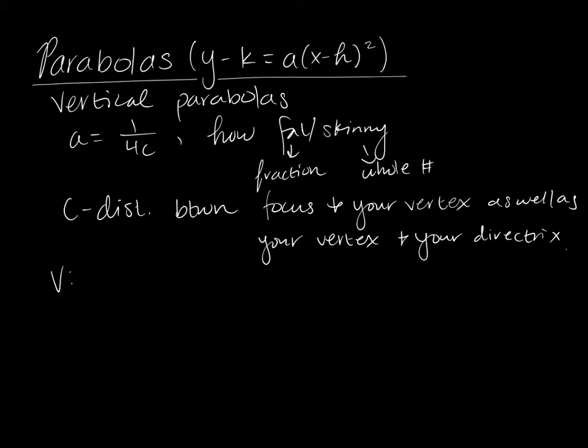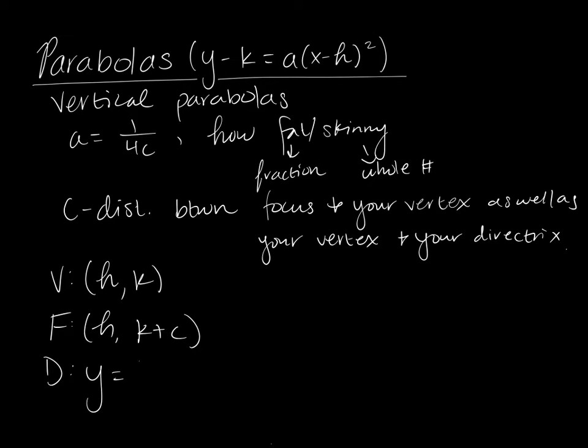So we know that the vertex comes from the function, which is h comma k. Okay, so h goes with x's and k goes with y's. And then your focus is h, k plus however large of a distance, so c. And then your directrix is y equals k minus c. And your axis, as always, is the x-coordinate of your vertex. Okay? So let's look at a couple examples of what we could see.